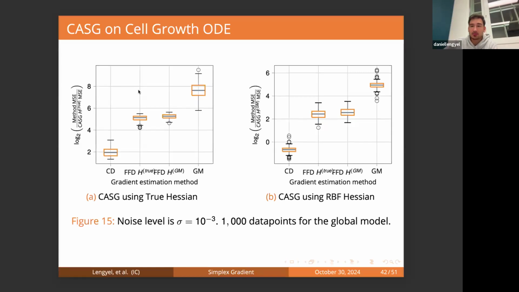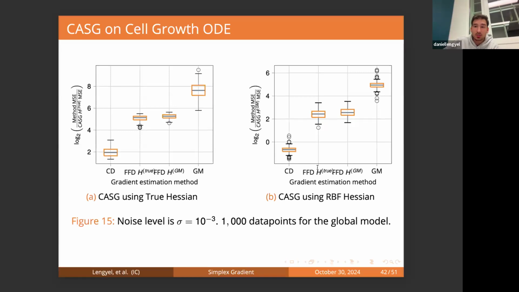And for this one, we're like 2 to the 5 times better, right? So we get exponentially better than these other methods. We do this on a couple hundred data points of this function. We sample the ODE at a couple hundred data points, evaluate the gradient there, and see how well we perform, which is why you get these box plots. And again, in the best case scenario, we do better than central differences, which happens because of data specific properties for this specific cell growth ODE. And if we use the global model, the RBF Hessian, we see that we're slightly worse than the central difference approach, but we're still 4 or 5 times better, 6 times better than forward differences, even using the exact Hessian.